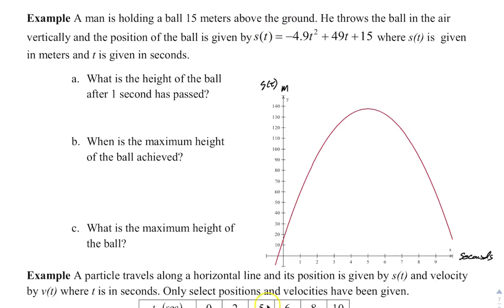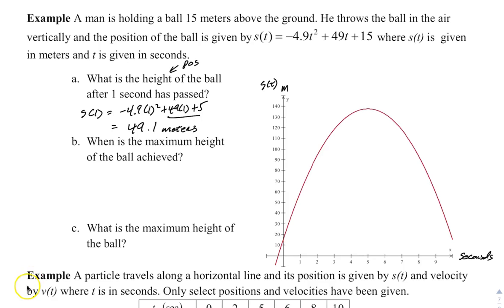Notice that we start at 15. That's why it crosses right here at 15. What is the height of the ball after 1 second has passed? Keep in mind, it wants the height of the ball. That's a position question. It's not asking how fast it is going or anything. That's the height, so it's position. So we're literally going to plug 1 second into our equation. We're going to do s of 1: negative 4.9 times 1 squared plus 49 times 1 plus 5. If we add all that up, we get 54 minus 4.9, so about 49.1. That's pretty dead on. And then don't forget our units, meters.